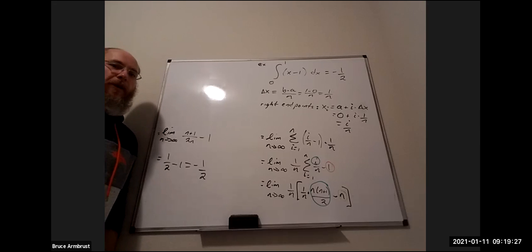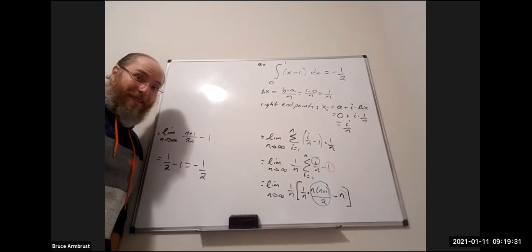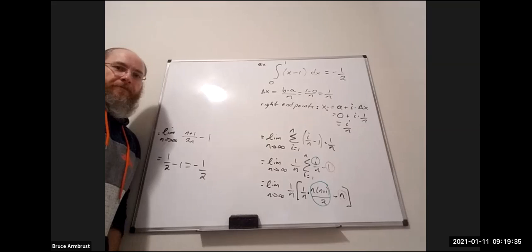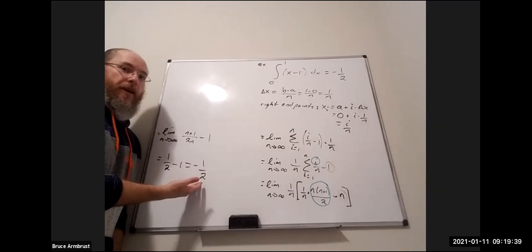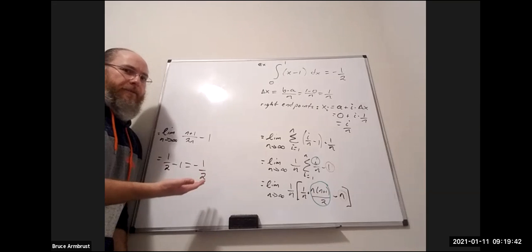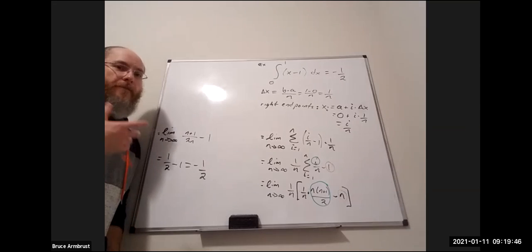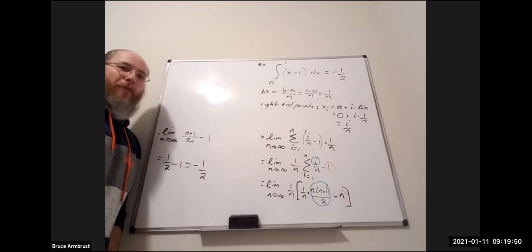And it's probably at about this point that you start going, what? I thought we were finding area here. And getting a negative number is nonsense for area, right? That doesn't make sense. We shouldn't get a negative number. But here's the deal. This function is not positive here.